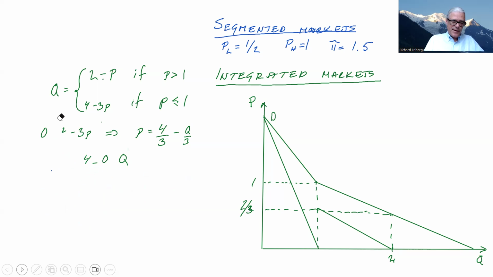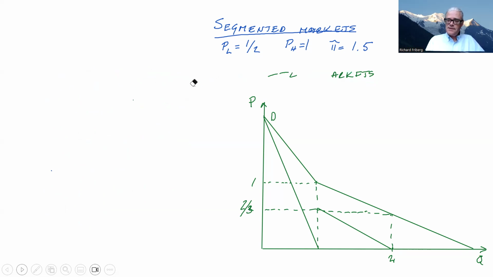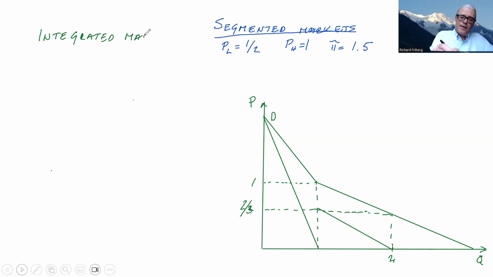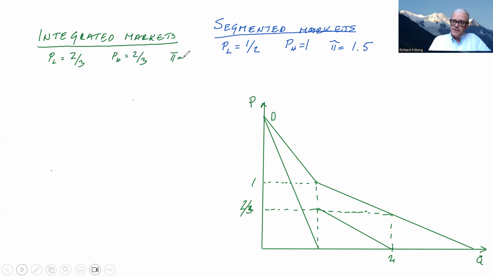So now we're finally at a stage where we can do the comparison. That's messier here, so we'll do this on the side. Integrated markets. The firm is not able to set different prices to, say, students and people who work, or to rich and poor countries. We would have the same price. So there's only one price being sold there. So PL equals 2/3, PH equals 2/3. And what are profits? Well, 2/3 times 2, so they're 4/3 or approximately 1.33.